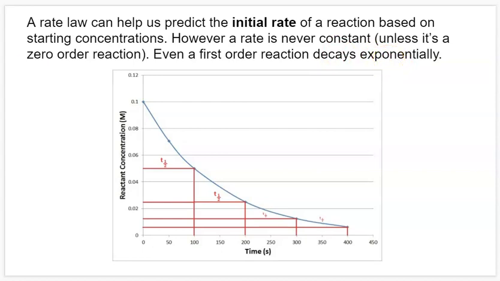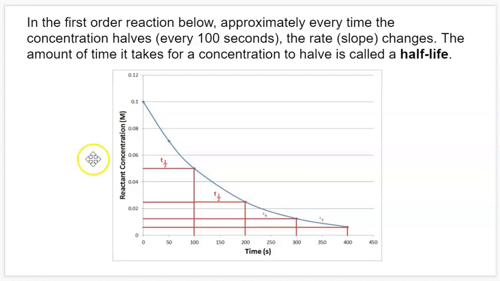And if you could see in this graph below, which represents a first order reaction happening, you'll notice that every 100 seconds, something happens in this data. After 100 seconds, we go from 0.1 to 0.05 molar. So we've decreased by 1/2 in this 100 seconds. And then in the next 100 seconds, you'll also notice that now it's 0.025. It is now halved again.